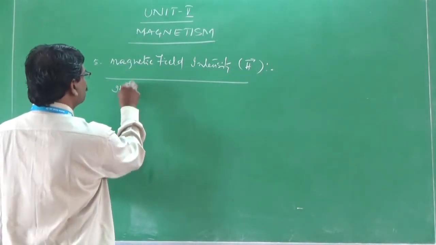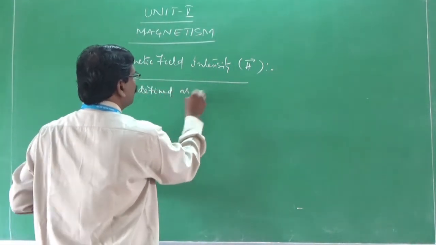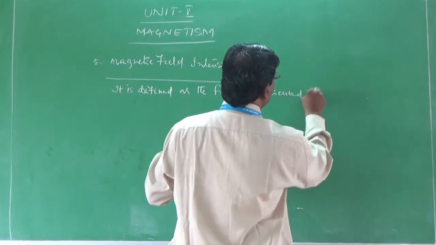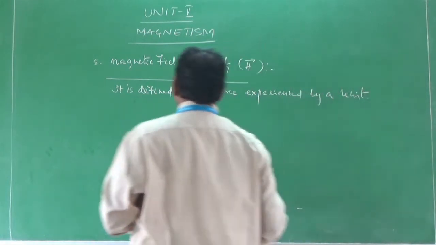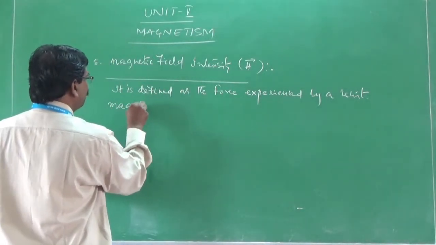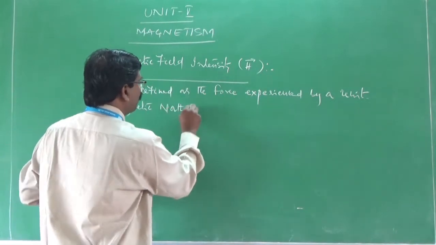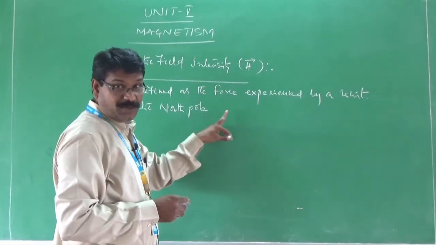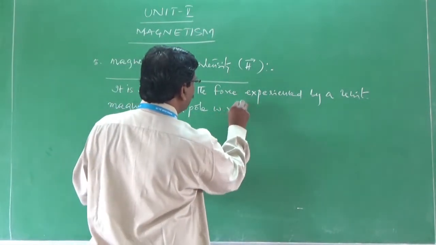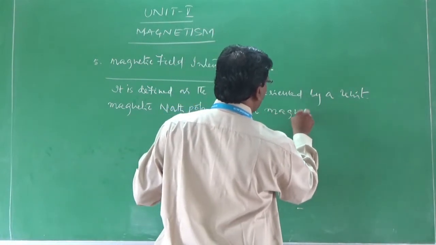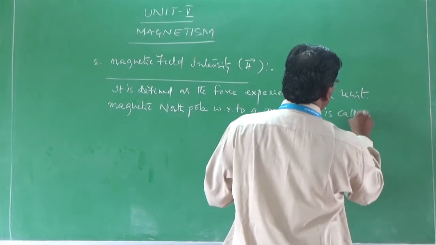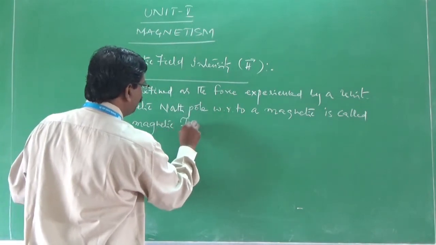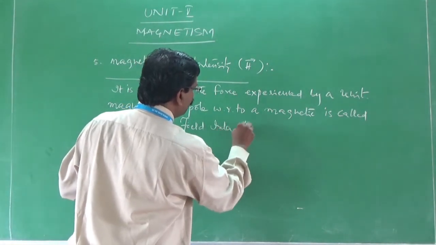It is defined as the force experienced by a unit magnetic north pole with respect to a magnet is called magnetic field intensity. It is denoted by H bar.